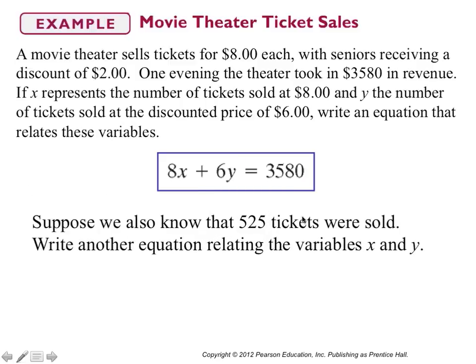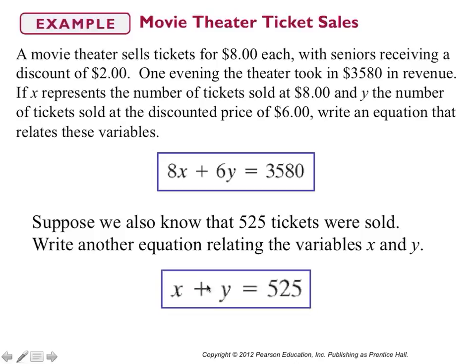So let's suppose that we also know that 525 tickets were sold. We want to write another equation that relates x and y. So if you think about this for a minute, we know that x plus y is going to give us the total number of tickets that we sold, because it's going to give us our $8 tickets plus our $6 tickets. So we know that together those have to equal 525 if 525 tickets were sold.